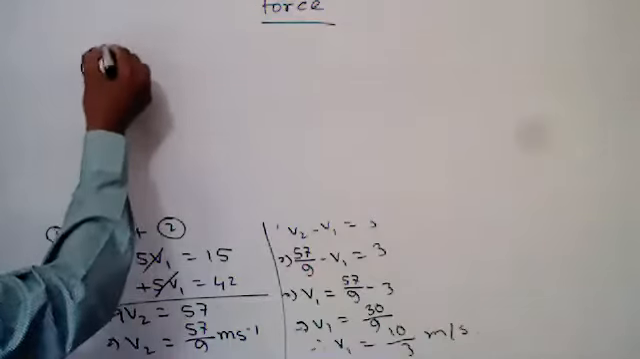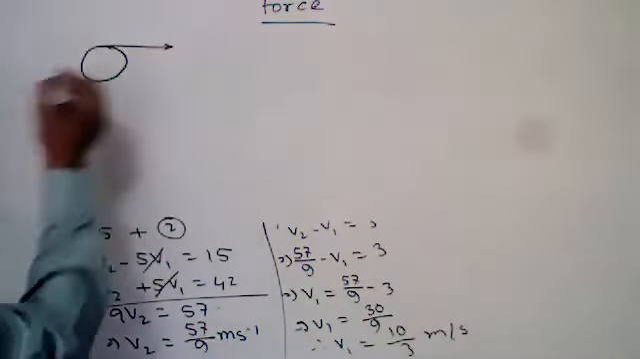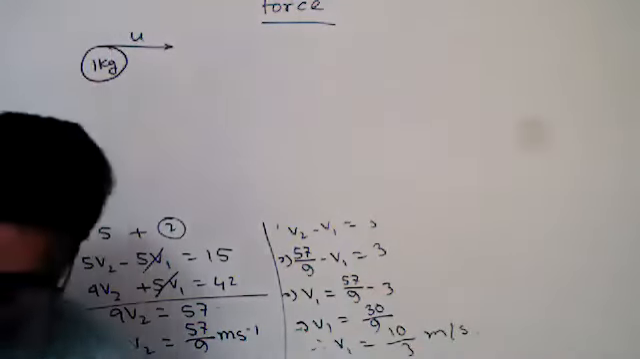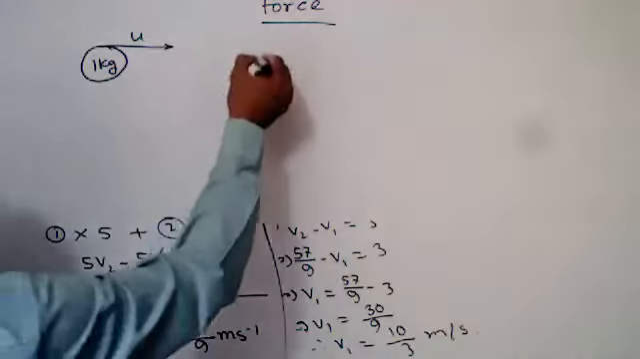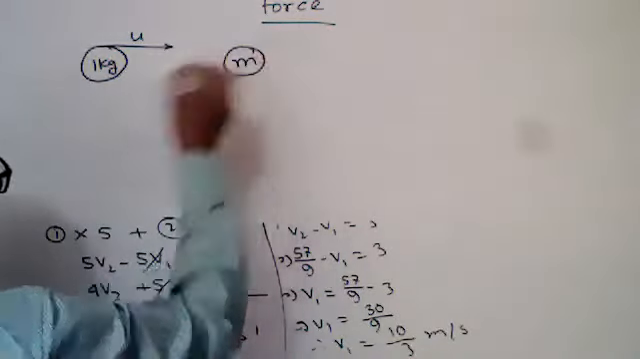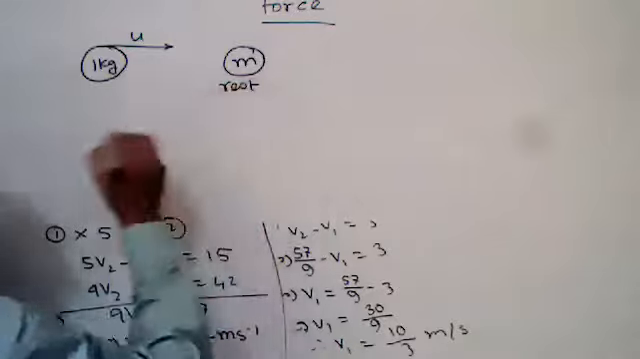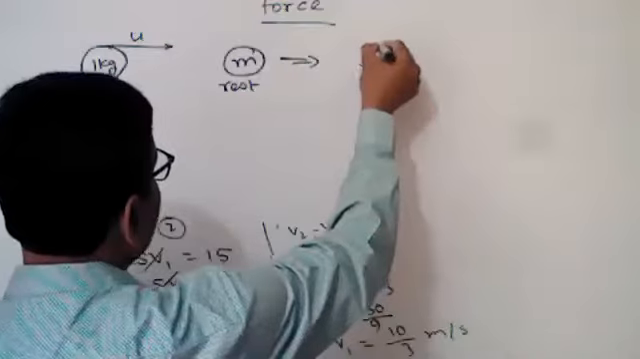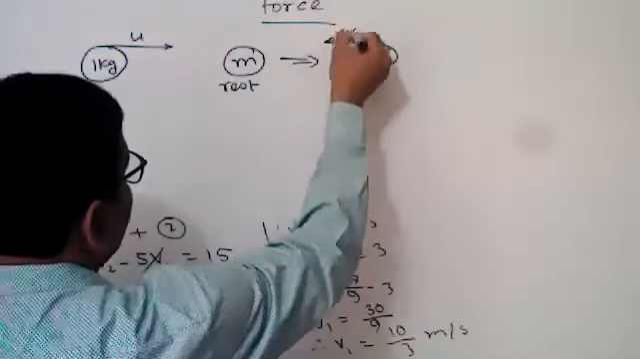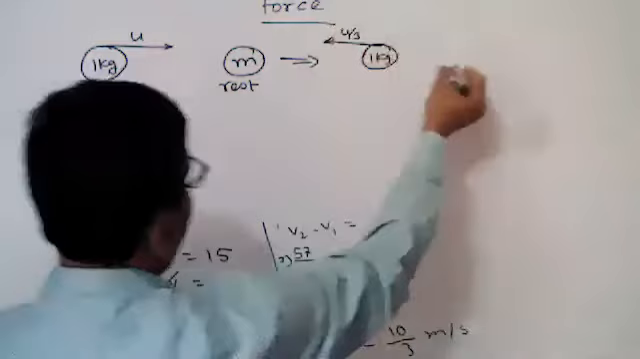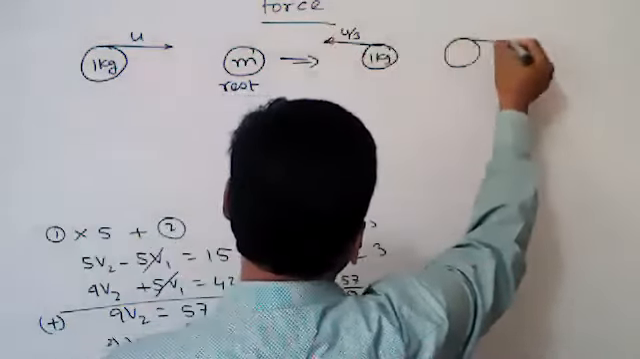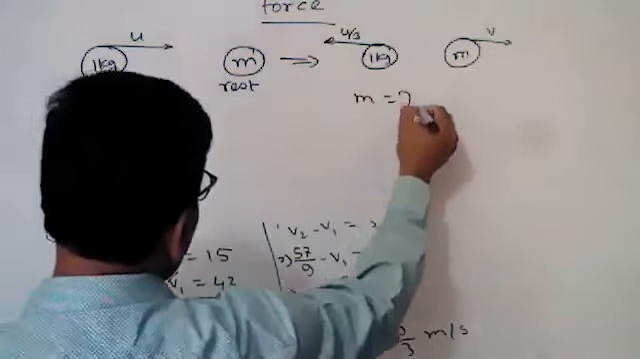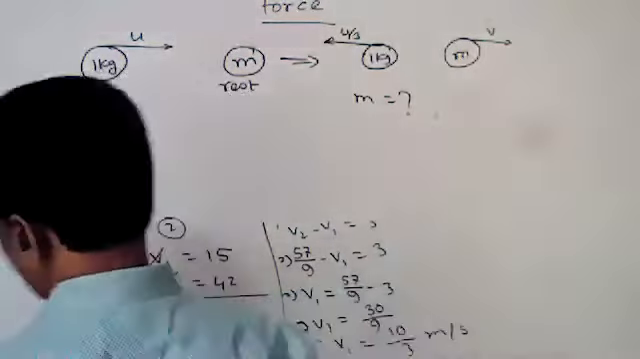Suppose this is the mass of one object, 1 kilogram, and it moves with u. And there is another object of mass m, which is at rest. After collision, the first one rebounds with u by 3. This is the 1 kilogram, and the other moves with v. What will be the value of m and v? Okay.